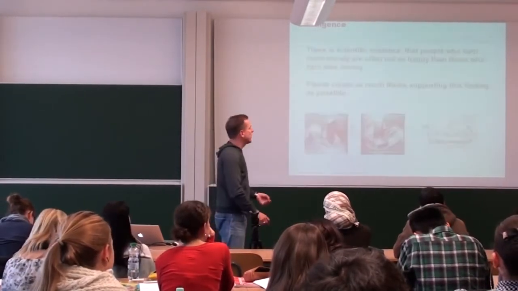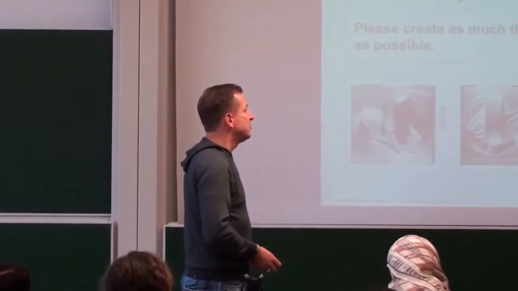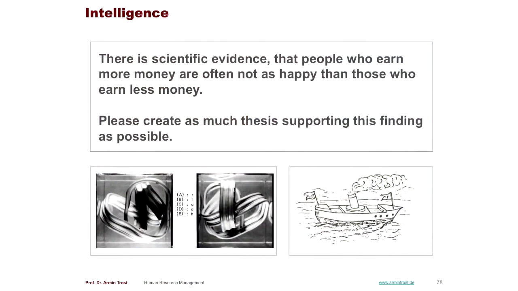But there are also other kinds of tasks. There is scientific evidence that people who earn more money are often not as happy as those who earn less. Please create as many theories and explanations supporting this finding as possible. Now you have 5 minutes and you have to come up with explanations. Why is this the case?